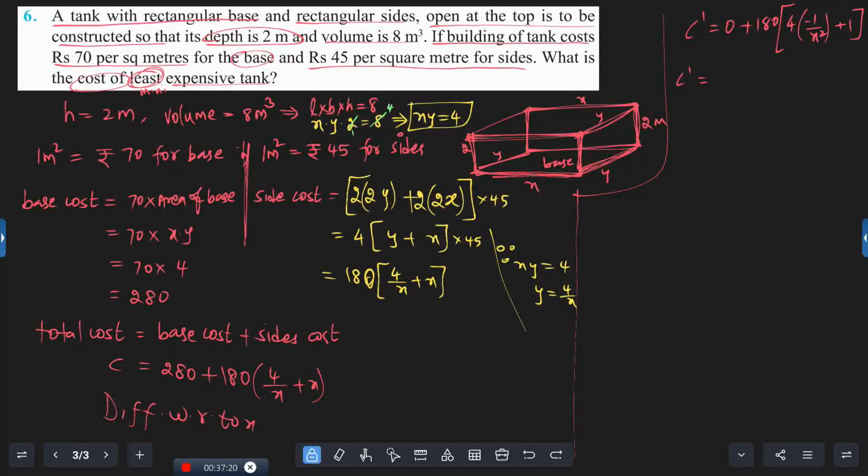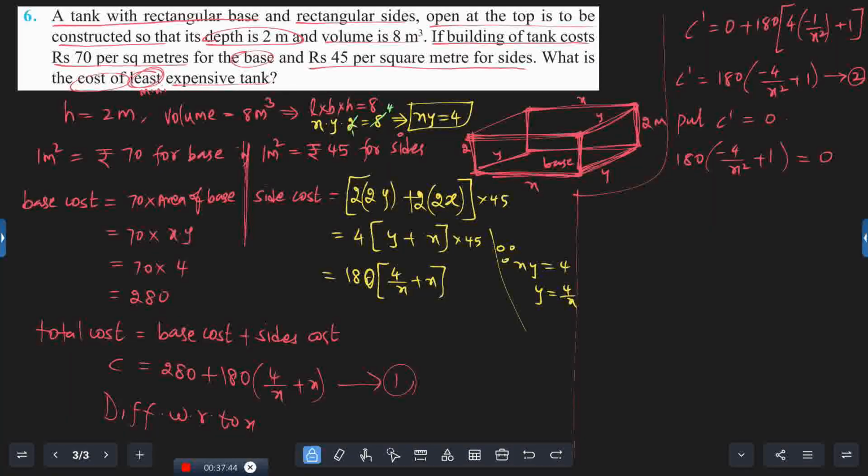C dash is equal to 180 into minus 4 divided by x square plus 1. This is answer number 2, this is answer number 1. Now put it equal to 0 to find the x value. So 180 into minus 4 divided by x square plus 1 equals 0.